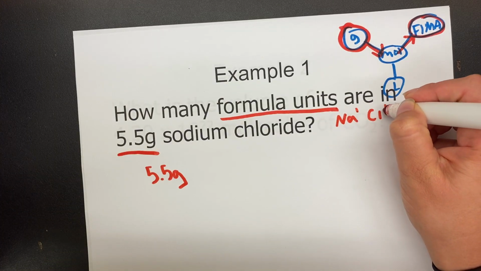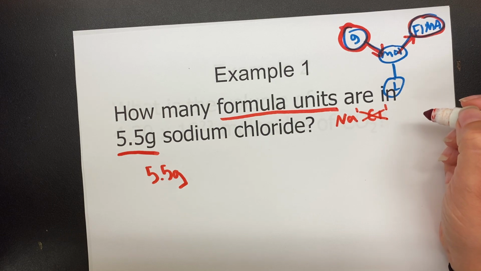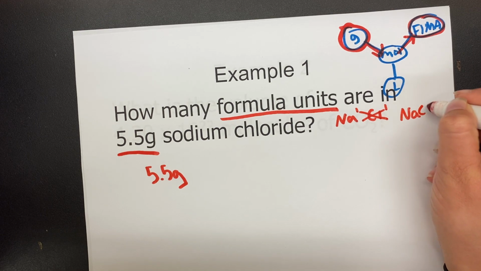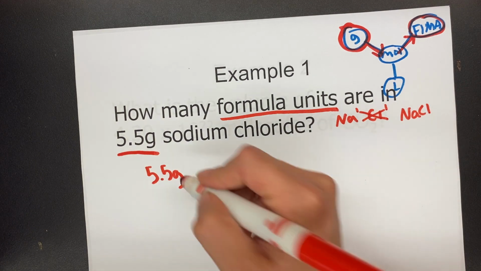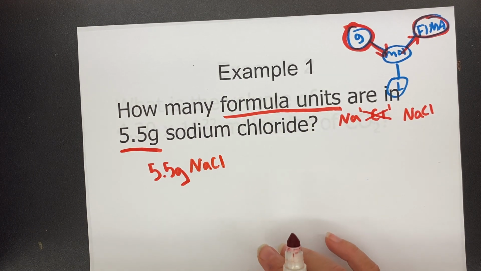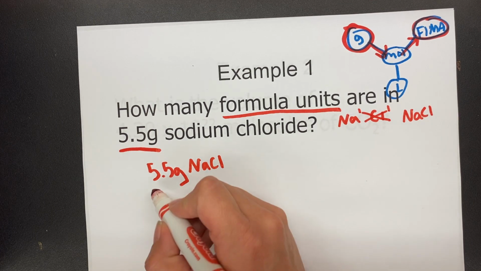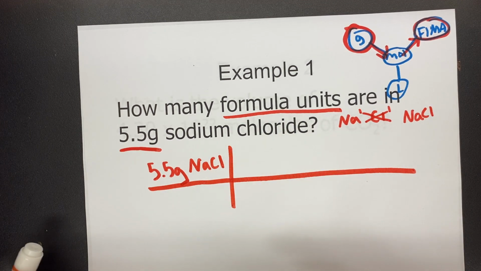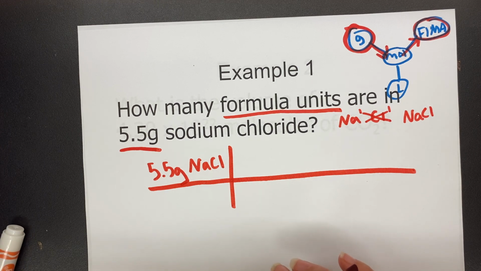Sodium is 1, chlorine is 1. Cross charges. Do not forget to cross charges. That is the number 1 mistake. In this case, they're both 1, so we don't need to worry about that. So it's NaCl. Now, if they were not 1s and you forgot to cross charges, you would get the wrong answer in this problem. Okay? So we started off with 5.5 grams of NaCl. Then it's just a pattern. If you follow the pattern, you will not get lost. I promise you. You just have to follow the pattern.